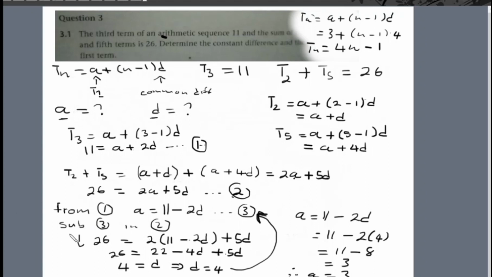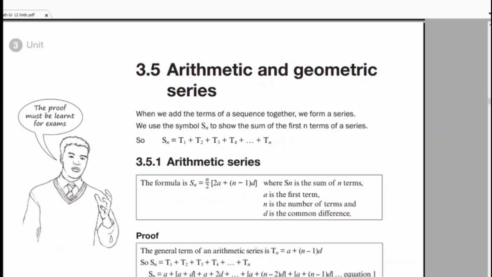Okay, now we have to move back to our notes. Okay, now we're back to our notes of arithmetic and geometric series. So a series is when we are adding the terms of the sequence. So in an arithmetic series, it's when we are adding the terms of an arithmetic sequence. In a geometric series, it's when we are adding the terms of a geometric sequence, right?